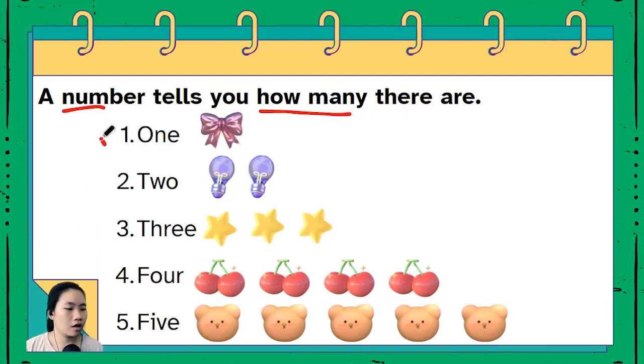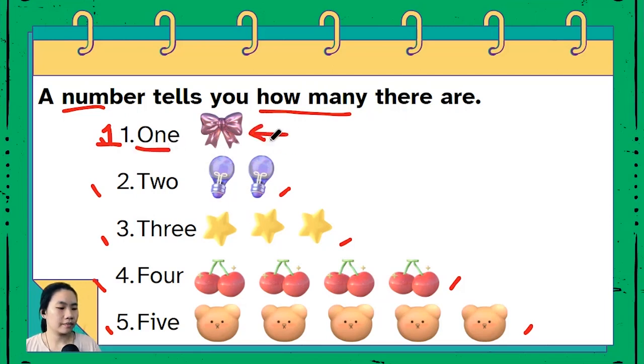First number is 1. We have 1 bow. 2, 2 light bulbs. 3, 3 stars. 4, 4 cherry bundle. Okay. 5, 5 bears. This is how you write the number 1 as a number. This is how you write the word 1. Okay, and this is the object that's represented.